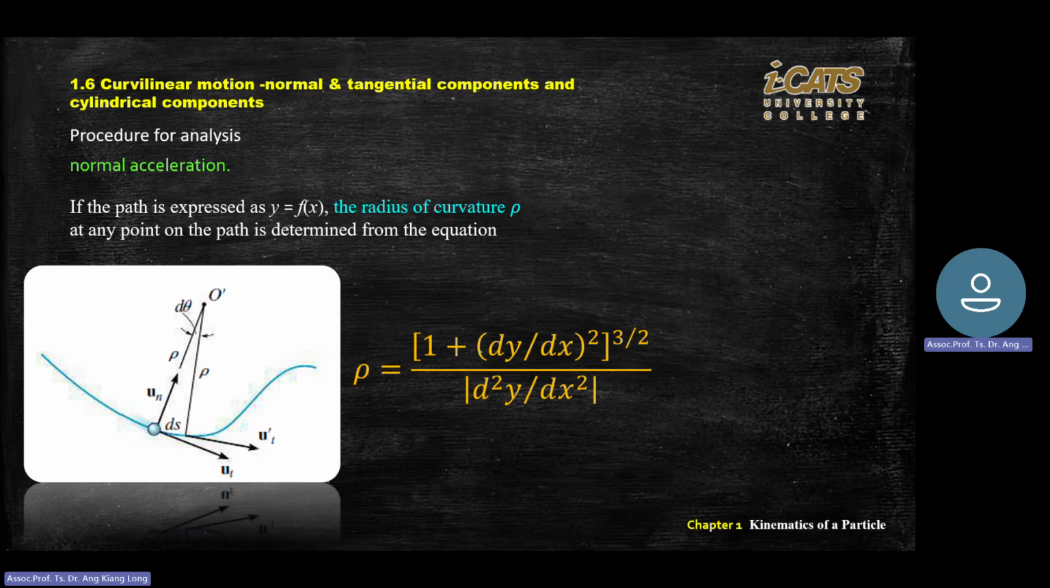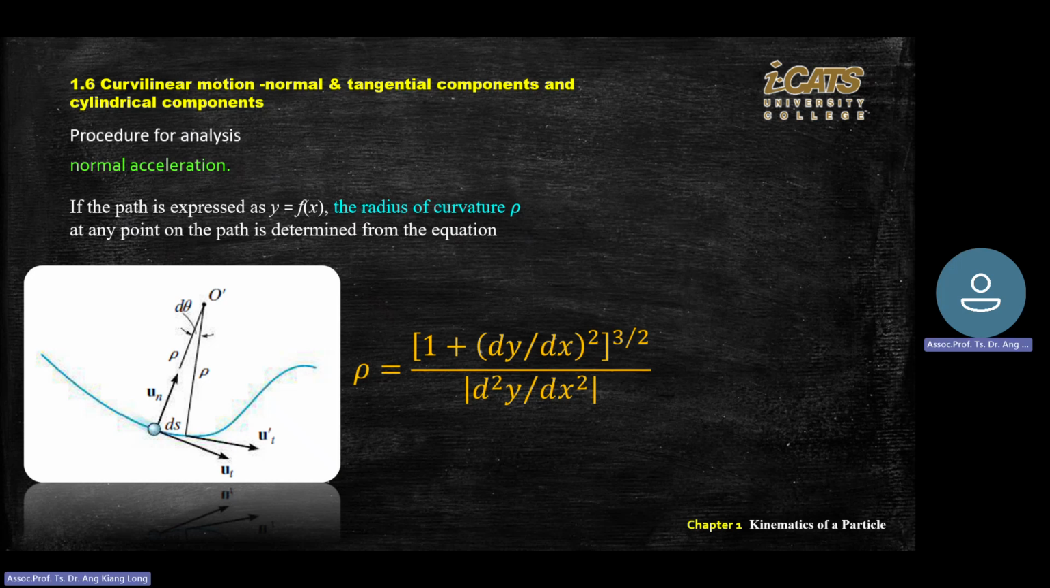Another equation to remember is this one. Remember, this one you have to memorize. It won't be given. This is to find the rho of your curve, the radius of your curve. This one you need to memorize.